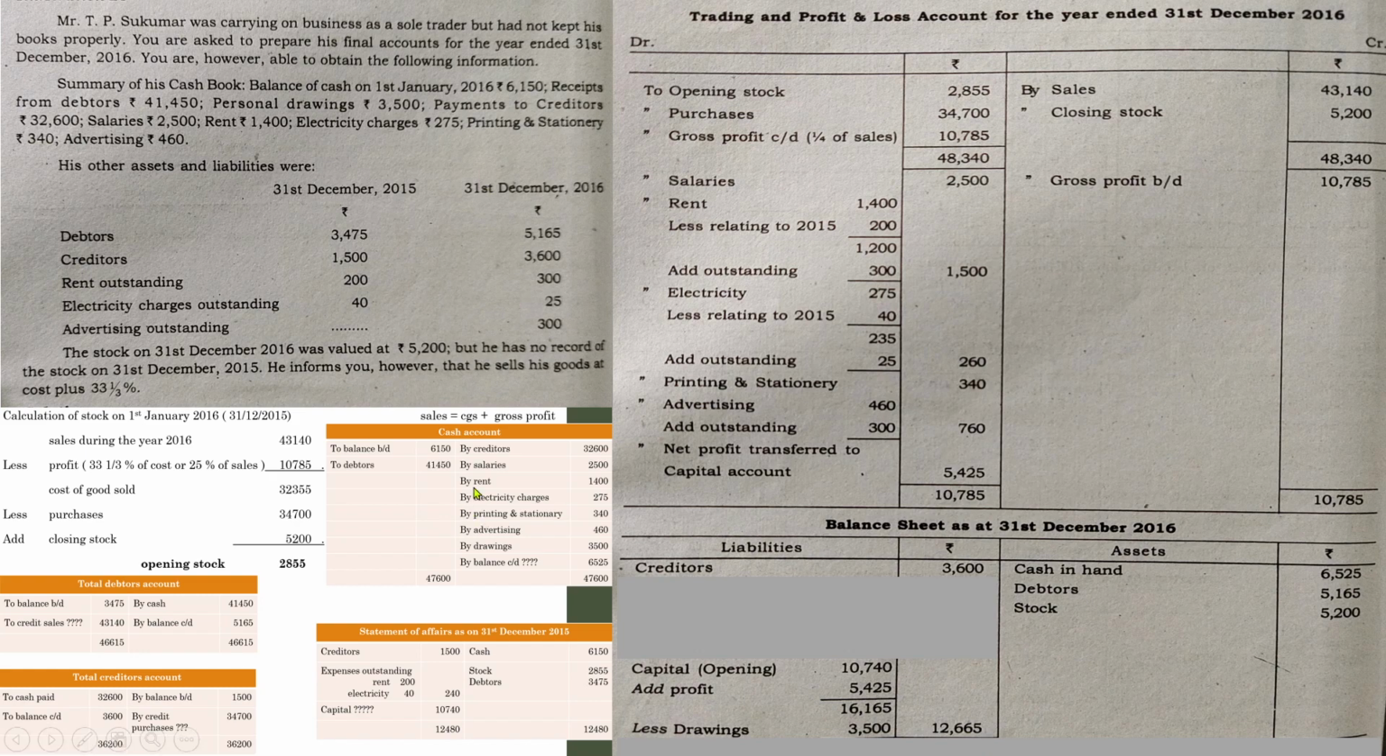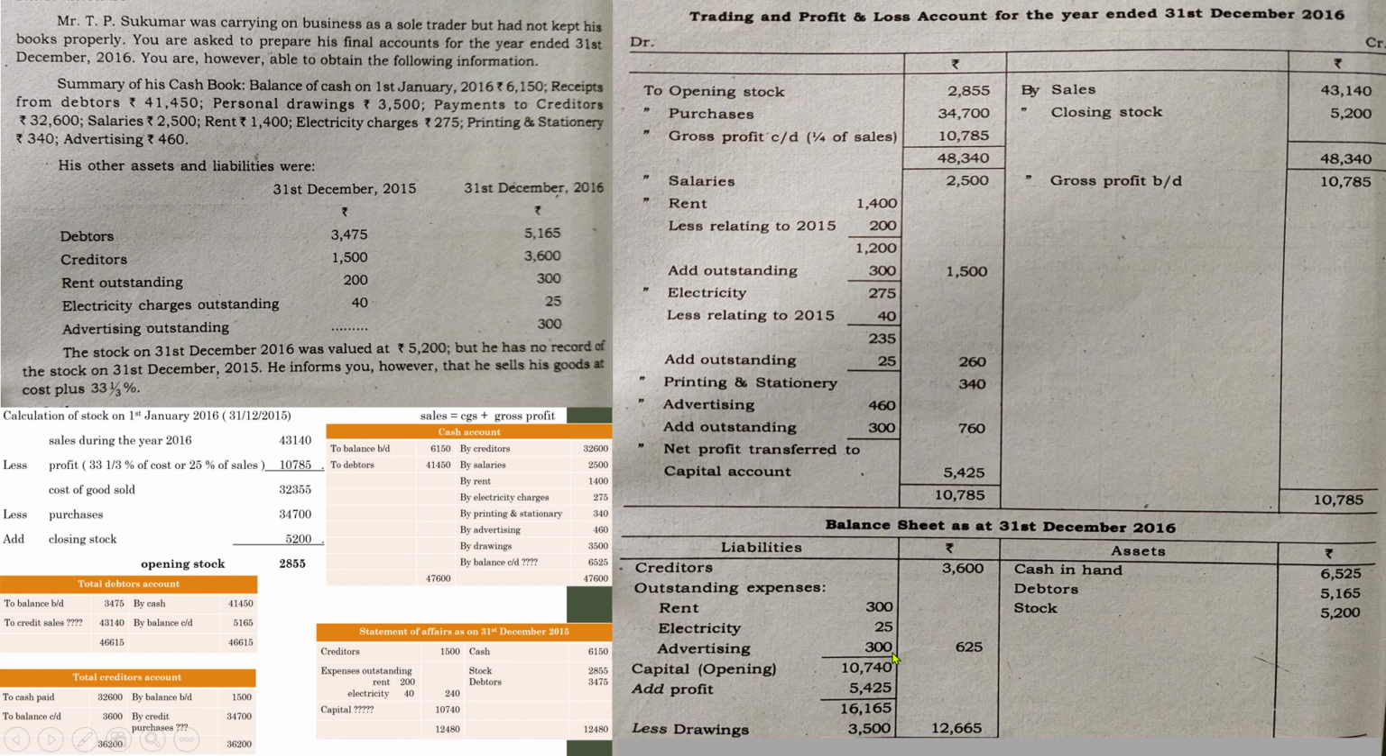After that, go through all the question part. See, first paragraph nothing. Second paragraph is the details regarding cash. We already found the amount of closing cash. Other details, debtors is taken, creditors is taken. See, rent outstanding, these amounts we haven't taken. Rent outstanding closing 300, electricity outstanding 25, advertising expenses 300, so total 625.